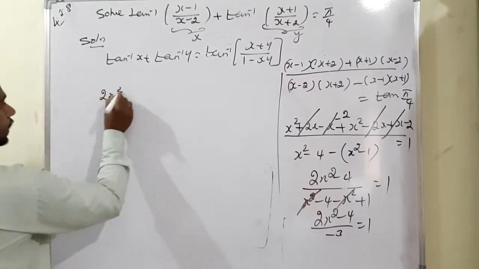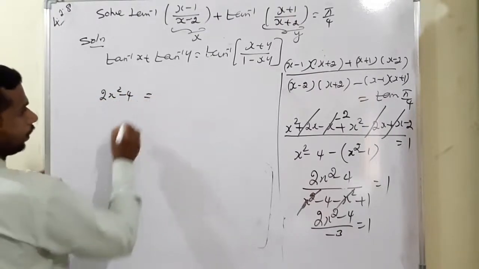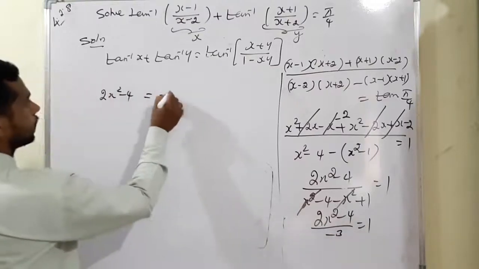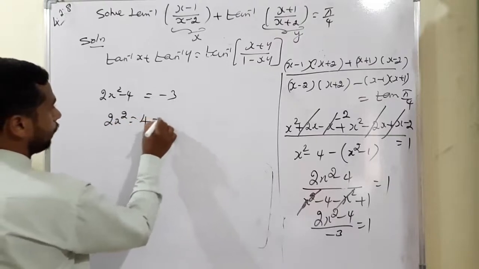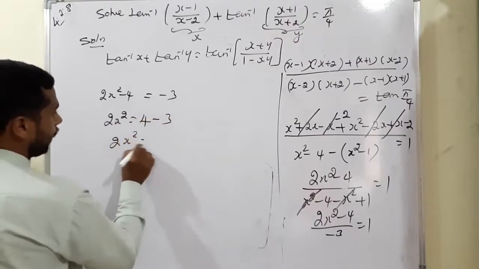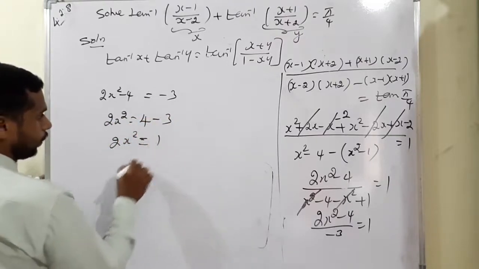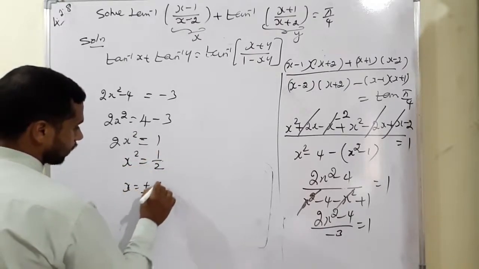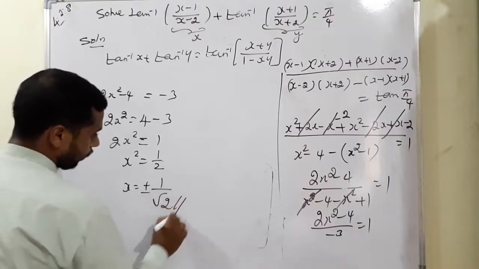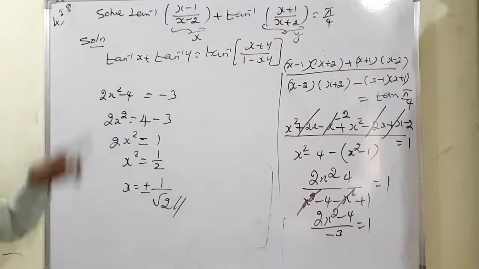Numerator 2x² − 4 equals, cross multiply, minus 3 into 1, which is minus 3. Therefore, 2x² is equal to −4, bring to the opposite side, means 4 − 3. Again, 2x² is equal to 4 − 3, which is positive 1. Therefore, x² is equal to 1/2, which means x is equal to ± 1/√2. This is the answer for example 4.28.